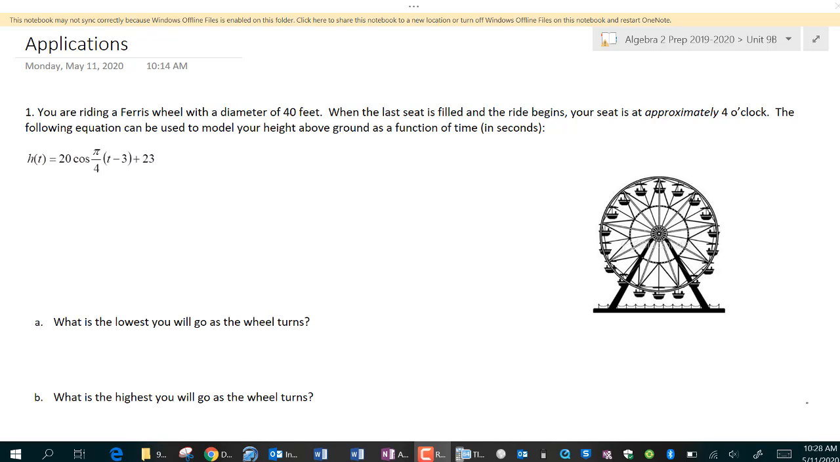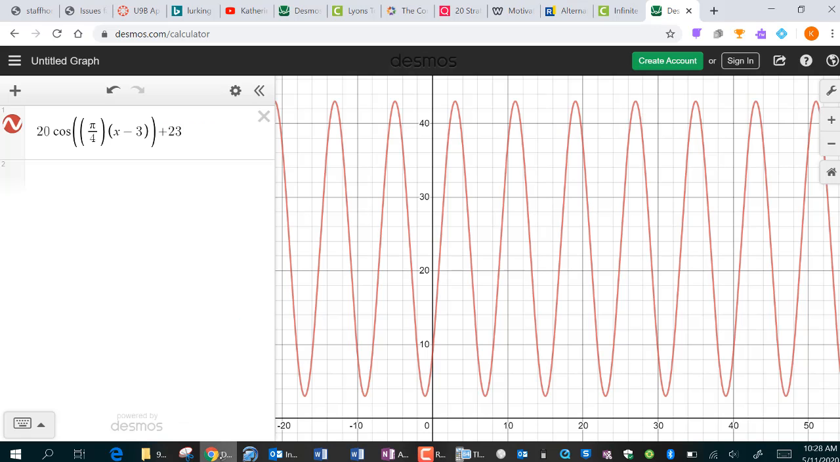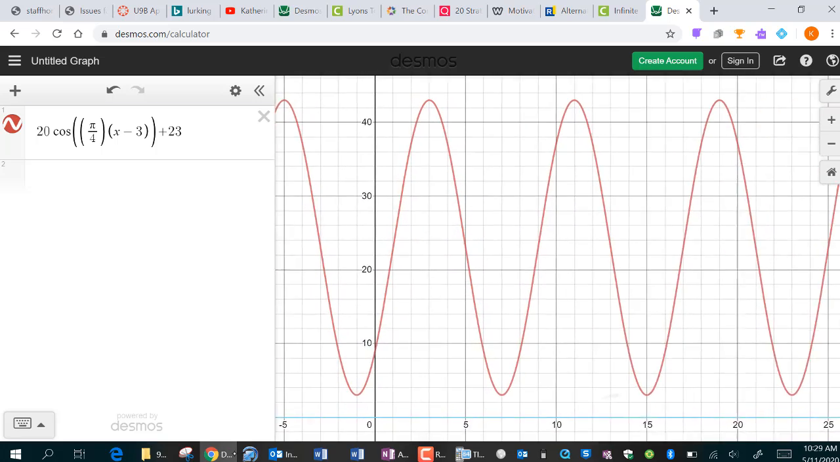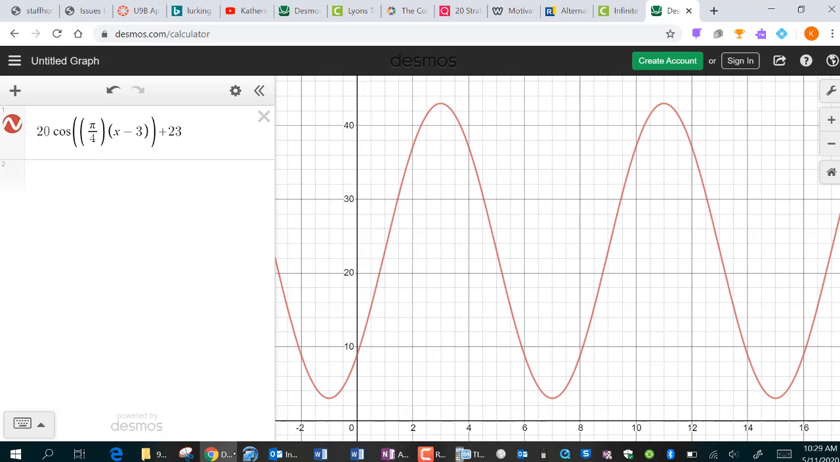When the last seat is filled and the ride begins, your seat is approximately at 4 o'clock. The following equation can be used to model your height above ground as a function of time in seconds. So I actually went ahead and graphed this in Desmos. So I'm going to pull this up. Here's another way to look at this. Oh, and I can stretch it out. Perfect. So we get in the Ferris wheel over here at 0 seconds.